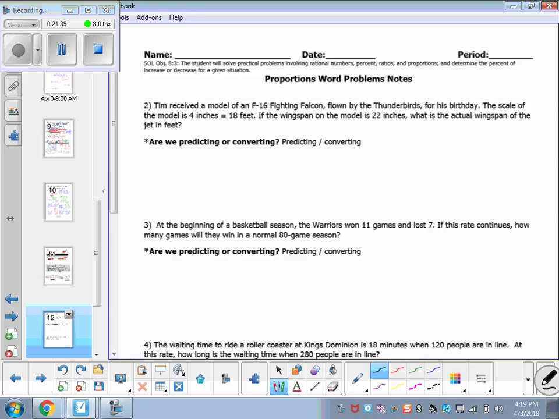Now, we can make predictions with the proportions. That's pretty much the main thing we've been doing and using probability to do so. What I'm going to ask you to take a look at now is this next problem, number 2.